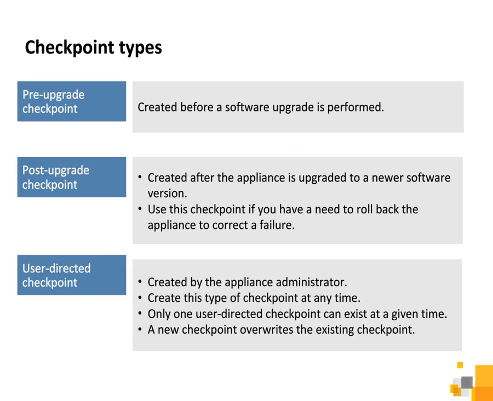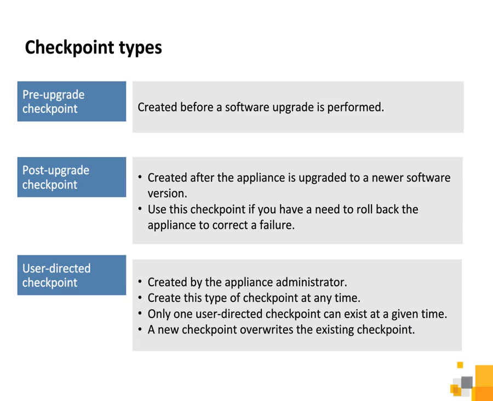There are three types of checkpoints. The first type is a pre-upgrade checkpoint, which is created before a software upgrade is performed. The second type is a post-upgrade checkpoint, which is created after you have upgraded your appliance to a newer software version. You may use this checkpoint if you have a need to roll back your appliance to correct a failure.